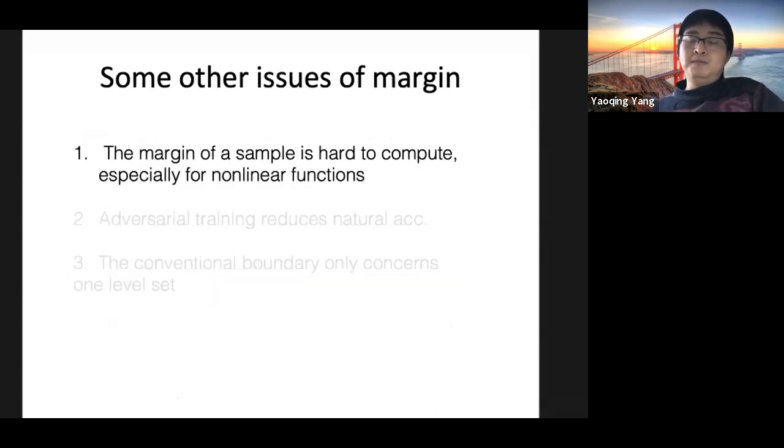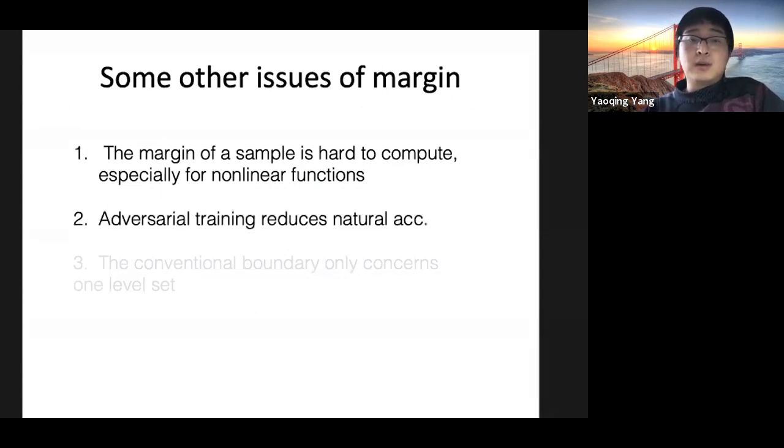So actually, there are some other known issues of margin that we try to avoid here. First, the exact margin of a sample is usually hard to compute, especially for high-dimensional nonlinear functions. So we can only compute the approximate margin, and it's hard to know how good the approximation is.